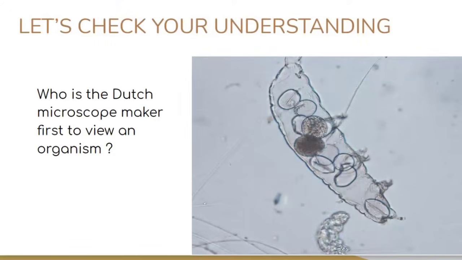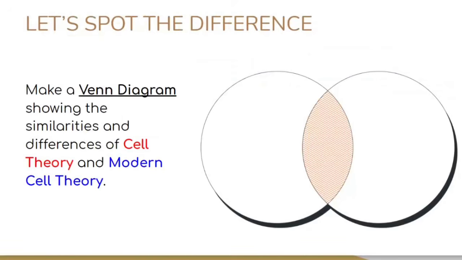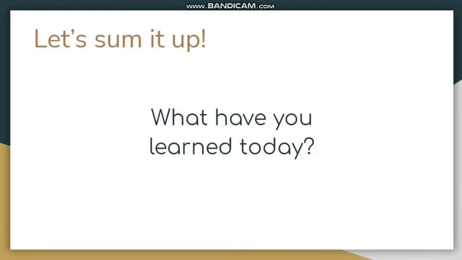Now, let's spot the difference between the two sets of theories. Make your own diagram and try to show the similarities and differences on cell theory and modern cell theory using MS Word. Let's sum it up. What have you learned today? Write your reflection using MS Word.